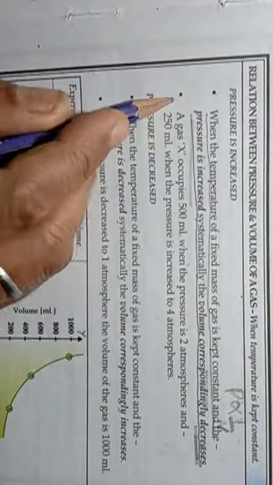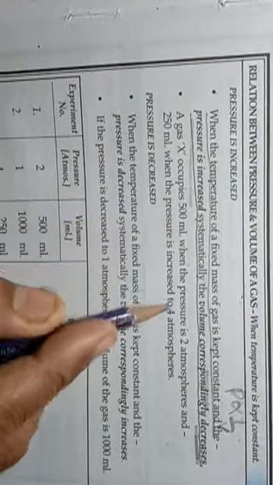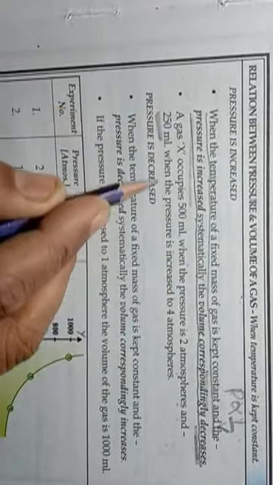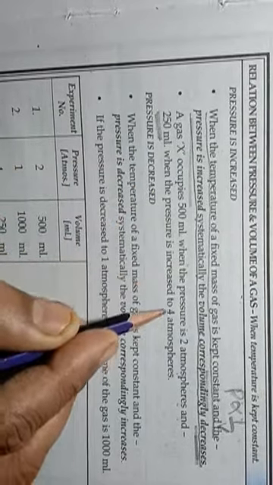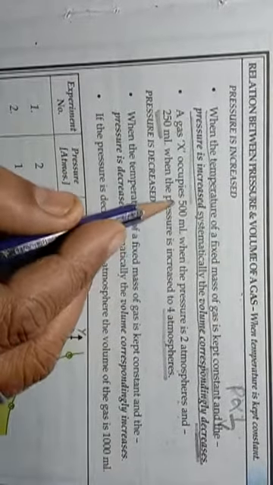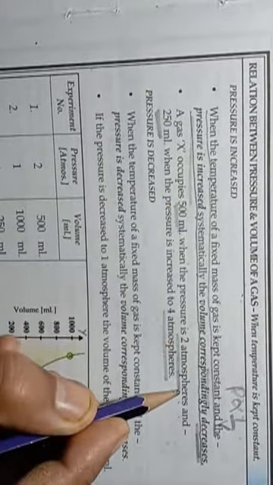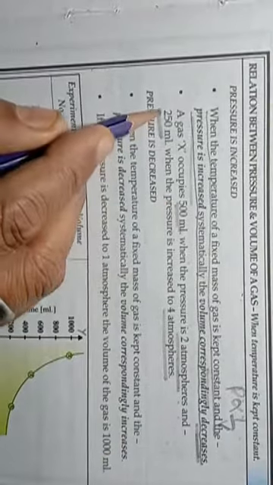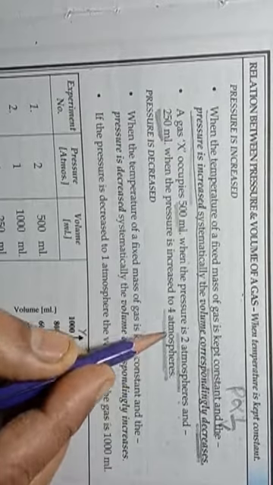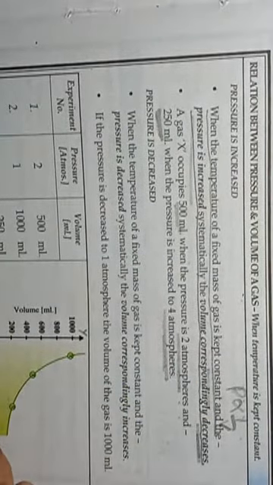For example, if a gas X occupies 500 milliliter when the pressure is 2 atmospheres and 250 milliliter when the pressure is increased to 4 atmospheres. So when volume is 500, then pressure is 2 atmosphere, and in the next case, when volume is decreased, pressure is increased. So the volume pressure relation is inversely proportional.